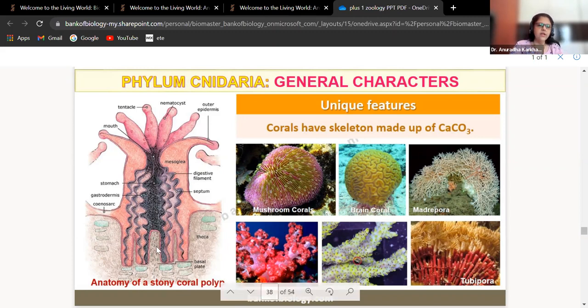Okay. You can see tentacles. You can see the mouth, the stomach, gastrodermis. Then this is your coenosarc, meaning the structures that connect one to another. And here you can see the basal plate, theca. This is exactly the entire structure of the stony coral. Internally they look like this. They are very beautiful.